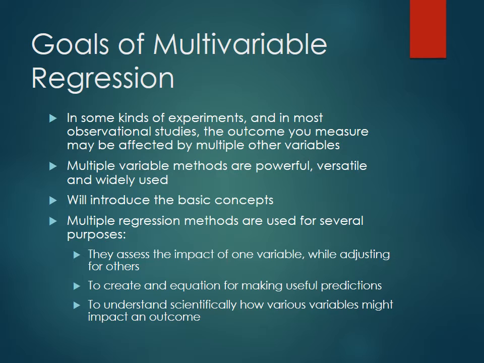So basically what you can say is, even though you're looking at patients who may have different disease states or different ages and things like that, you can control for each one of those factors and see, when you control for those, how changing the one independent variable that you're looking at has an effect on that outcome, right? So you can control for those differences between your patients. And again, you can use this to create an equation for making useful predictions. So again, taking the model that you're forming and being able to generalize it and apply it to other patients, not just the ones you studied. And then potentially you can understand scientifically how various variables might have an impact on your outcome.